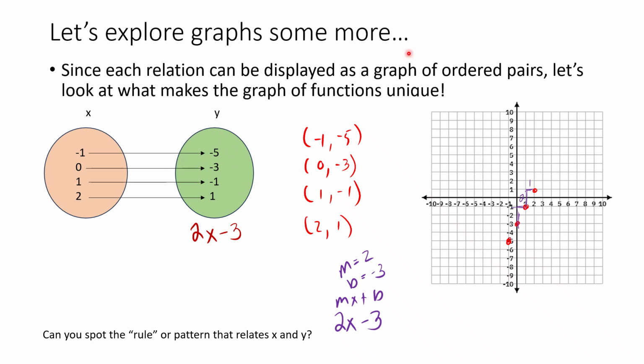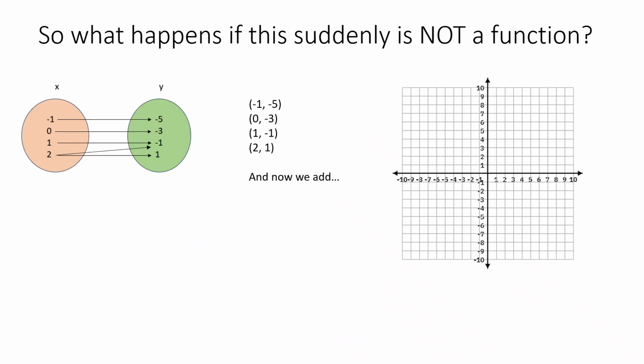And I want you to notice that because this is where we're starting to pull what we know about graphs and lines and ordered pairs and points into this idea of mapping, okay? Like set to set mapping. Okay, so what happens if this is suddenly not a function? Okay, because I want you to see what makes the graphs of functions unique. So pretty much everything on this slide is the same as what we had before, except I picked one of the points and said, okay, we're going to violate the functionness of this. And I did that with the 2.